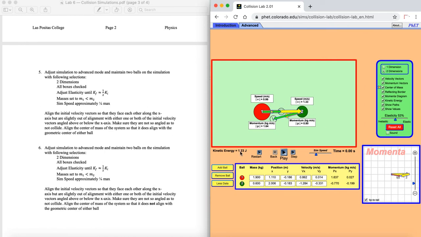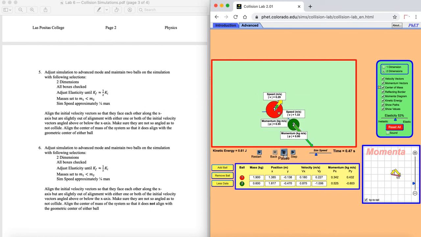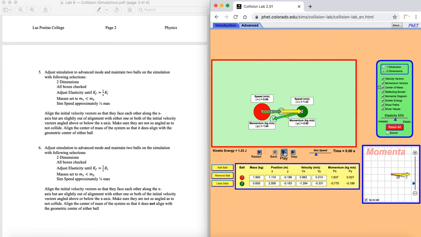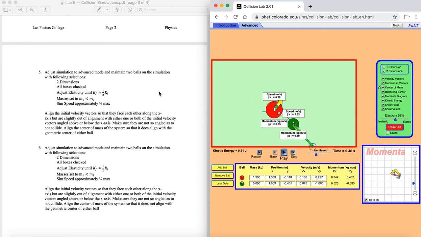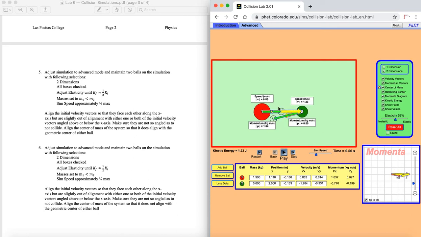See if we get a number that is going to be about half of 1.23. So we're looking for maybe 0.61. Let's see. Perfect. So there we go. Sticking with 53% elasticity worked well. So that would be procedure 5. Notice how their centers were aligned, or darn near aligned, but their velocities were not anti-parallel, and the elasticity was not 100%.